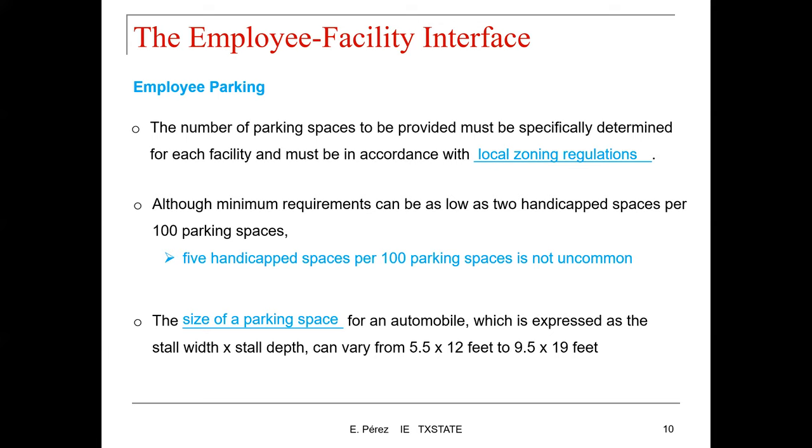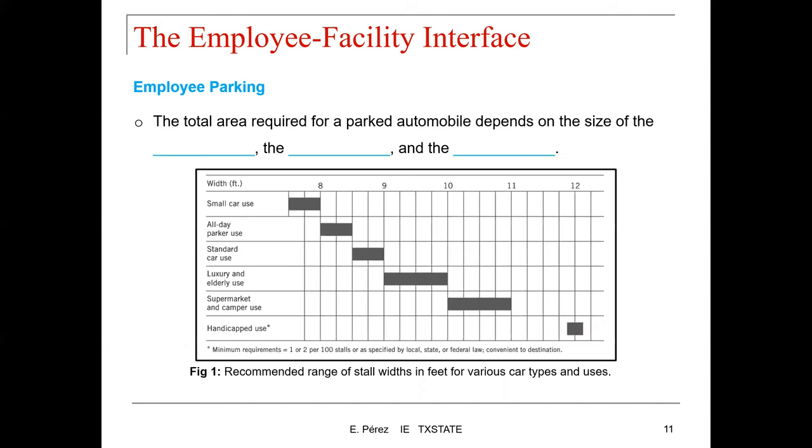The size of a parking space for a car, which is expressed as the stall width times the stall depth, can vary from 5.5 times 12 feet to 9.5 times 19 feet. The total area required for a parked car depends on the size of the parking space, the parking angle, and the aisle width. Figure one shows the recommended range of stall widths in feet for various car types and uses.